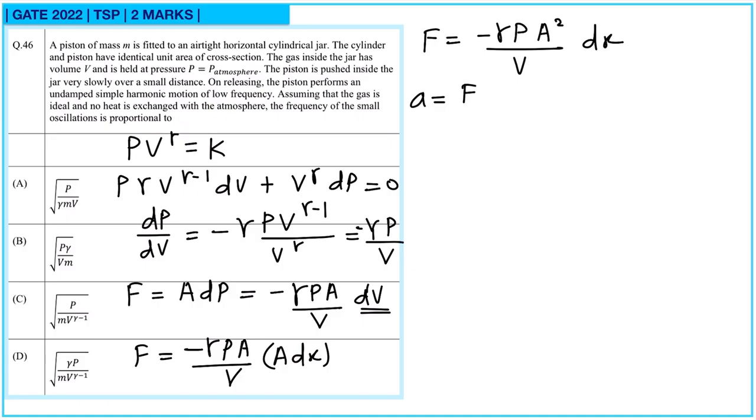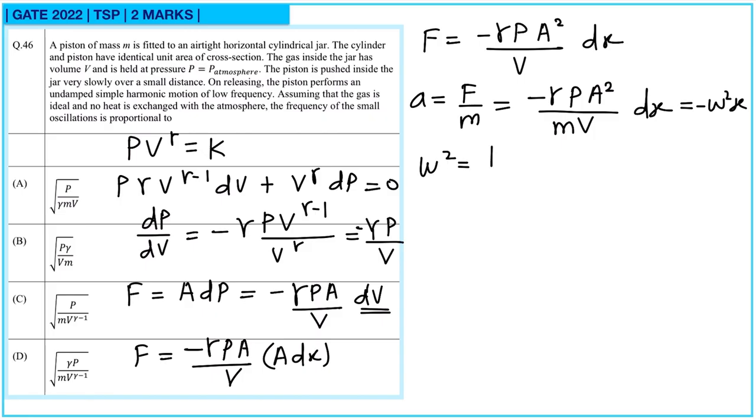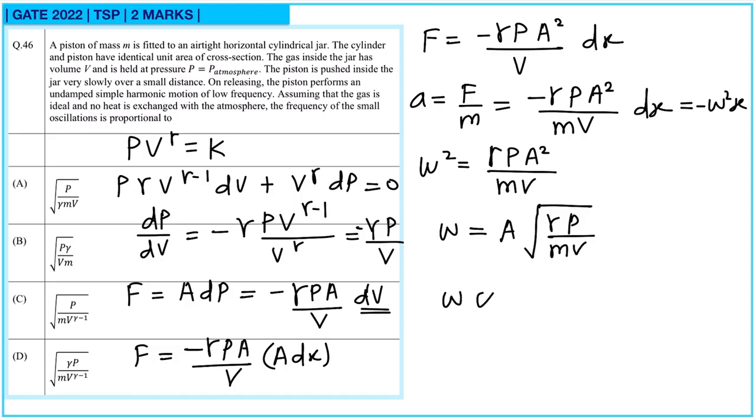Now acceleration is equal to F by m. So this can be written as minus gamma P A square upon mV into dx, and this is equal to minus omega square into x. So omega square is equal to gamma P A square by mV. From here omega is equal to A into under root gamma P by mV, and it is given that it is unit cross section area, so A is equal to 1. So omega is proportional to under root gamma P by mV. So here option B is correct.